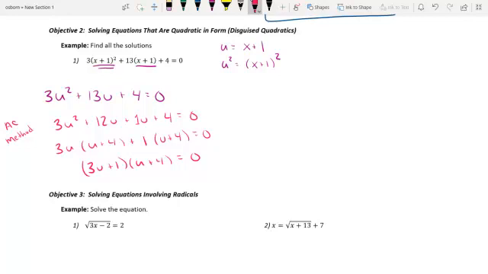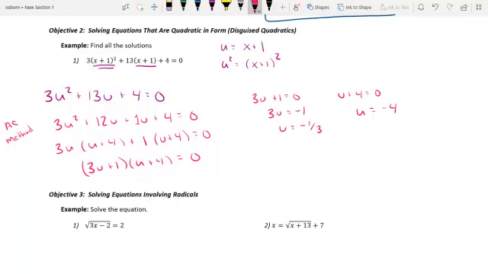So that means I've got 3u plus 1 equals 0, and u plus 4 is equal to 0. So for the u plus 4 equals 0, that gives me u equals negative 4. For the 3u plus 1 equals 0, that gives me 3u is equal to negative 1, and therefore u is equal to negative 1/3. Now we are not done, because our original problem doesn't even have the variable of u.